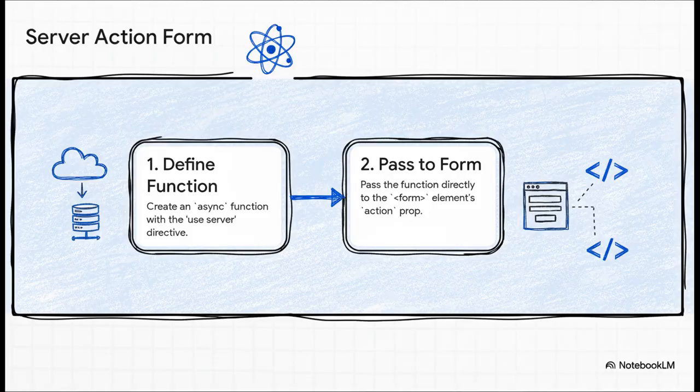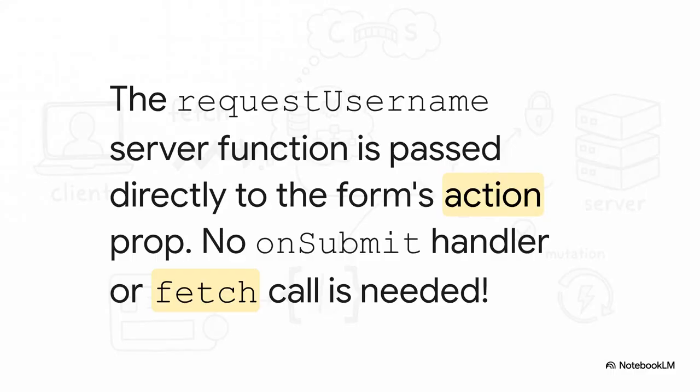And that's it. Just look at this code. I mean, really look at it. That requestUsername function could be running on a server thousands of miles away, but we're just passing it into the action prop like it's no big deal. And notice what's missing, right? There's no event.preventDefault, there's no onSubmit handler, and there is absolutely no fetch call anywhere. React is doing all of that heavy lifting for us, behind the scenes.